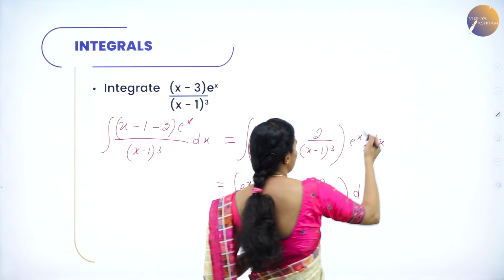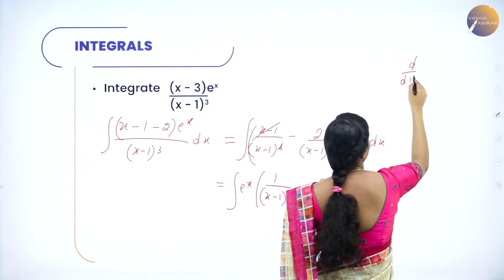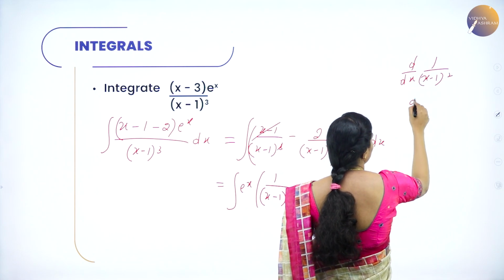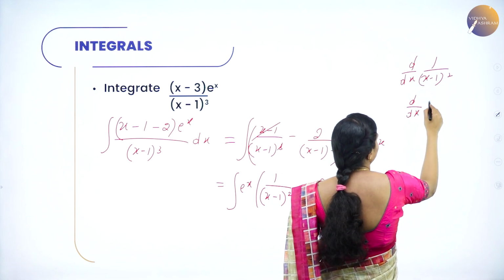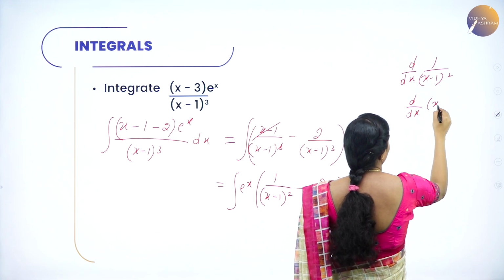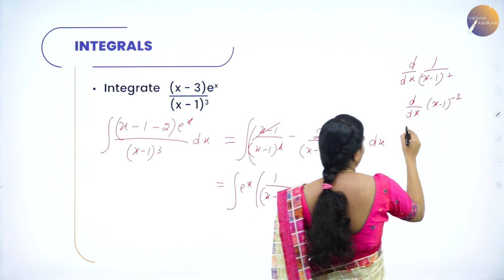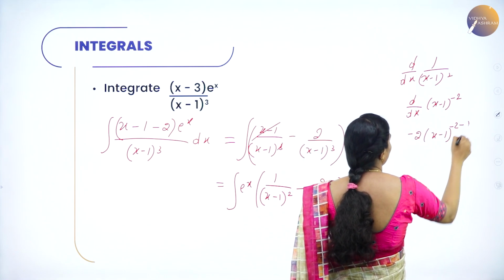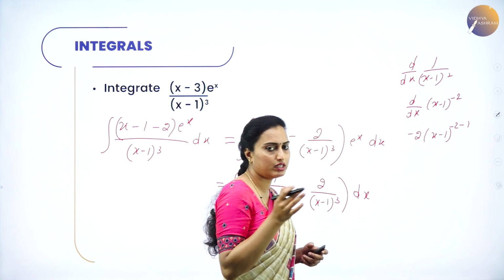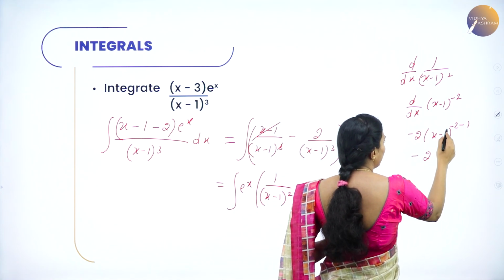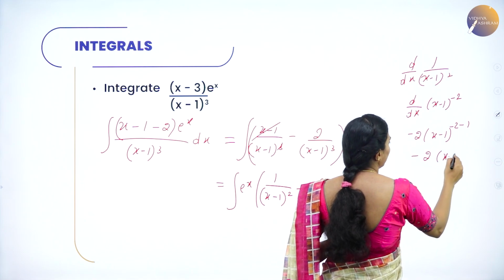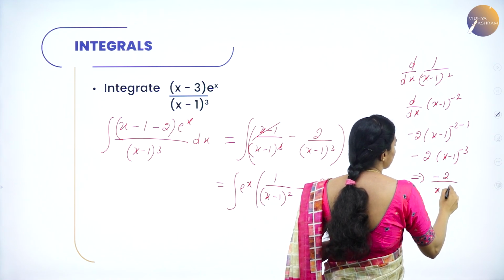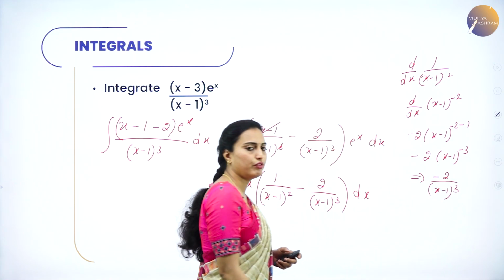Therefore, let me differentiate d by dx of 1 over x minus 1 whole squared, which can be written as d by dx of x minus 1 whole to the power of minus 2. That gives minus 2 into x minus 1 whole to the power of minus 2 minus 1, which is n into x to the power of n minus 1. Minus 2 minus 1 is minus 3, so x minus 1 whole to the power of minus 3, which implies minus 2 divided by x minus 1 whole cube. Now, this is f dash of x, isn't it?